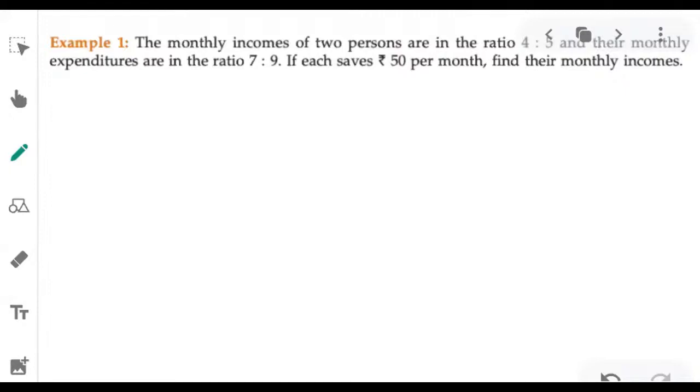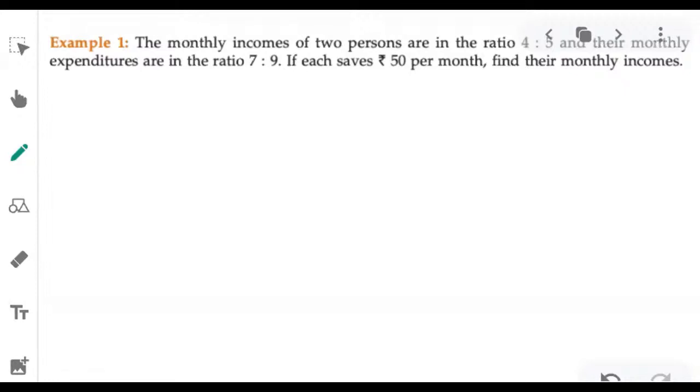Who read out the last problem? Okay, Nida, can you read out this problem for me? The monthly incomes of two persons are in the ratio of 4:5, and their monthly expenditures are in the ratio 7:9. If each saves rupees 50 per month, find their monthly incomes.